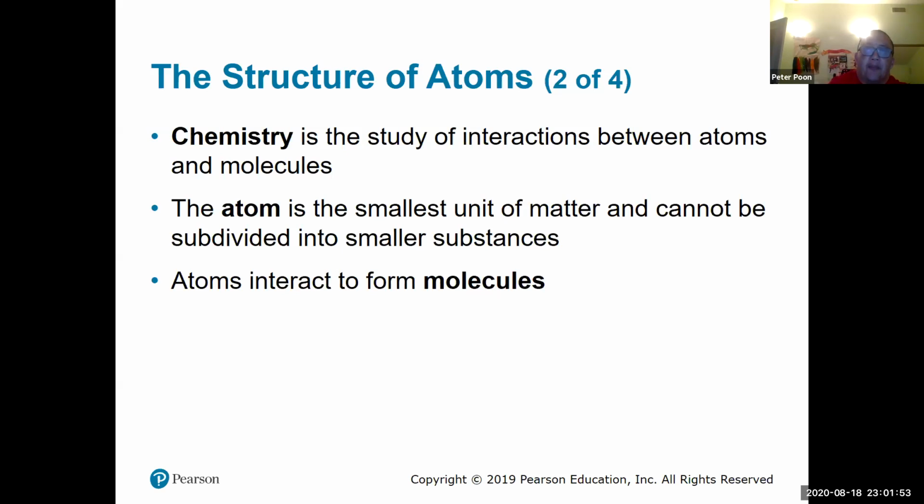Basically, an atom is the smallest unit of matter that can be subdivided into smaller substances and still be matter and still have the same properties. Atoms interact to form molecules.